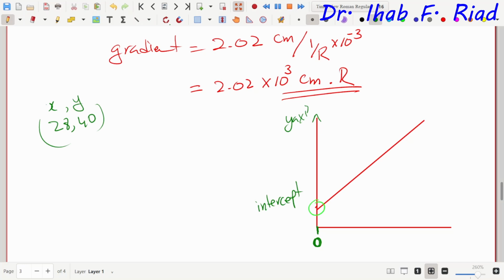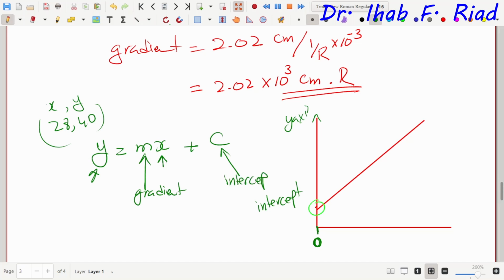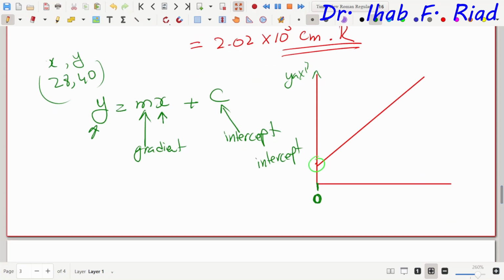Now write an equation like this: y is equal to mx plus c. This is an equation of a straight line. This is the y-axis, this is the x-axis. m is the gradient and c is the intercept. Now write the equation for the intercept. So c is equal to y minus mx.